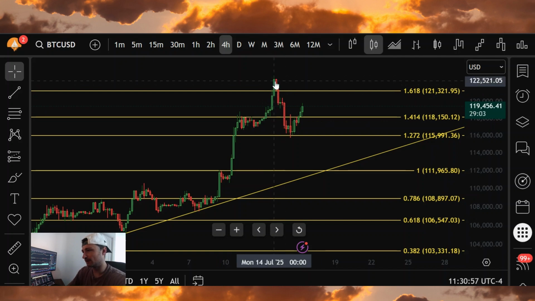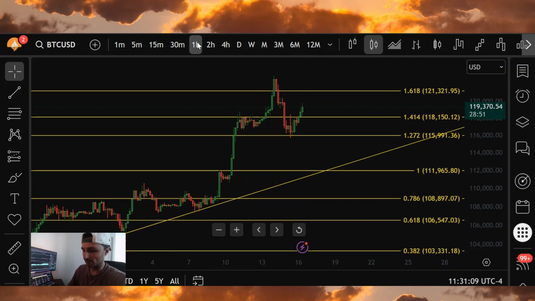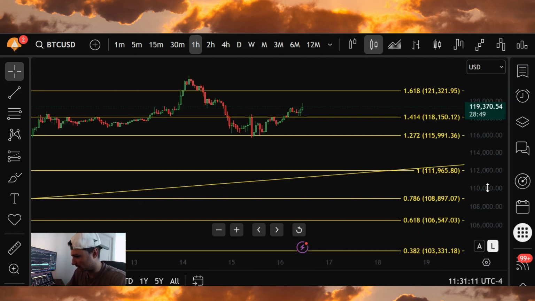And then what we see here is now the 161 rejection coming back down into the 127, right? And then back up into the 141. And now we're kind of pushing up higher. And it looks like we want to get back up into the 161. So let's go and zoom in on the 1 hour and let's see what this looks like.